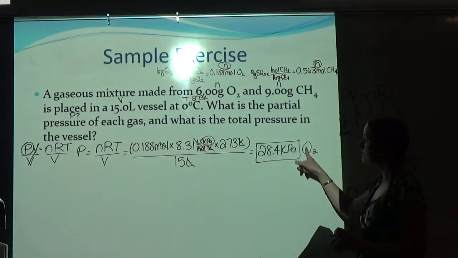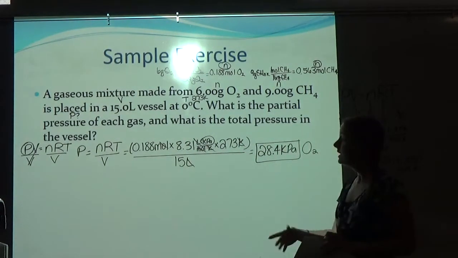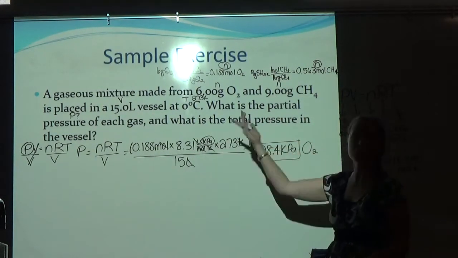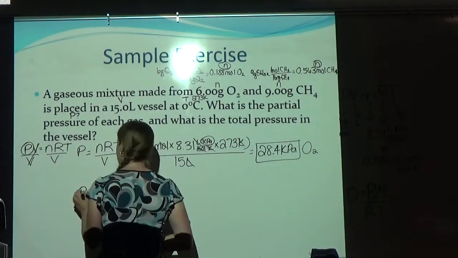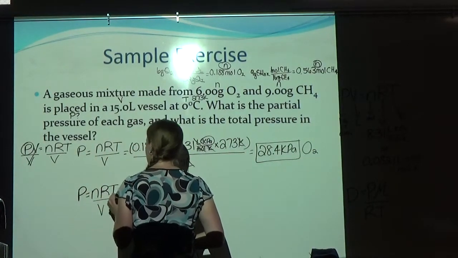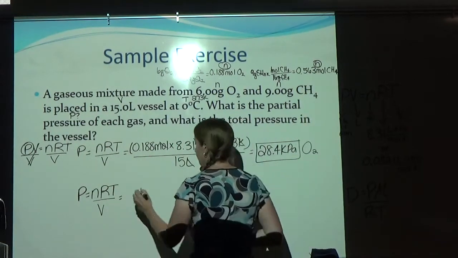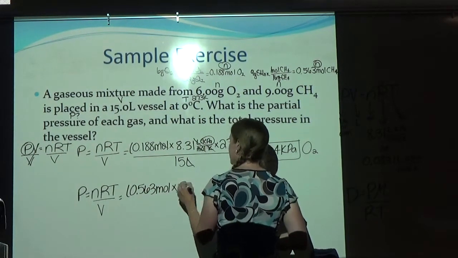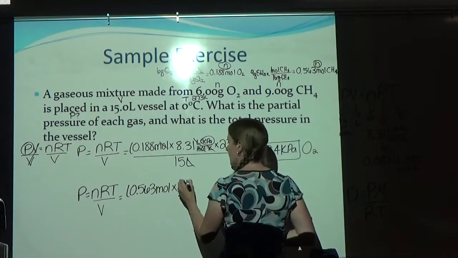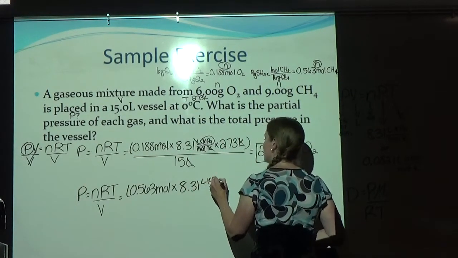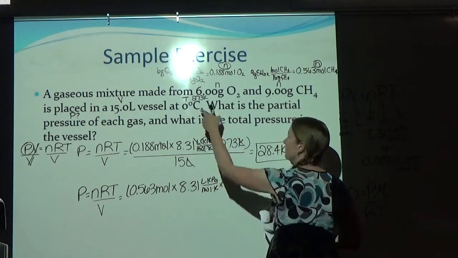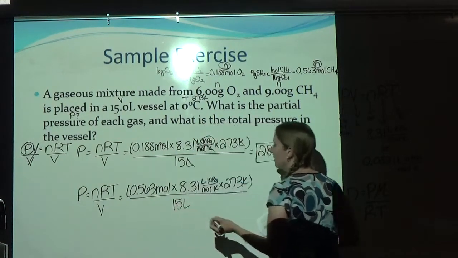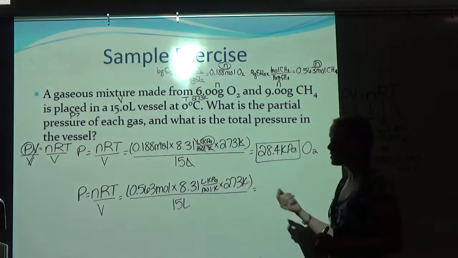This is only for oxygen because I only plugged in my moles of oxygen. So oxygen had this partial pressure. Now I need to go back and do it for methane because it asks the partial pressure of each gas. So I can keep my same formula, P equals nRT divided by V, but this time I'm going to plug in my moles of methane. So I start with 0.563 moles. I'm going to stick with using kPa, so I do 8.31 liters times kilopascals over moles times Kelvin. My temperature is the same, 273 Kelvin, and my volume is the same, 15 liters. So really the only thing that changed is the number of moles, because now we're talking about methane.